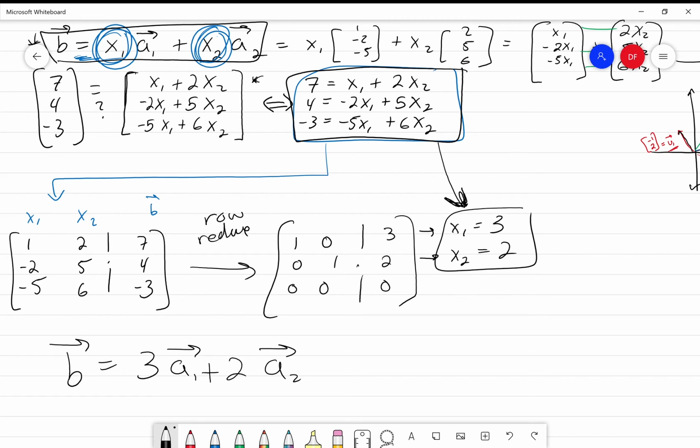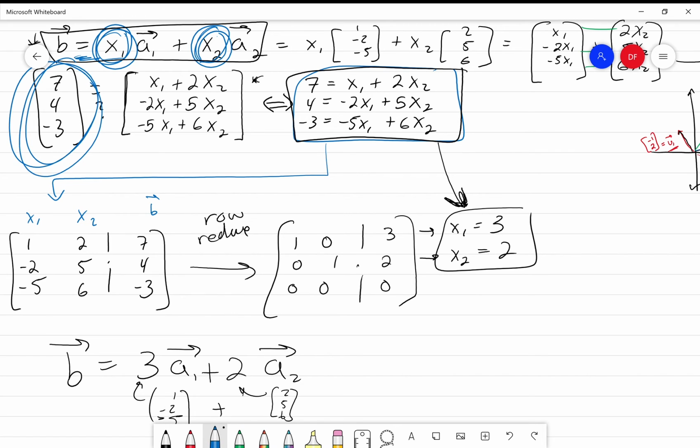And you can check this if you'd like by plugging in a1 equals 1, negative 2, negative 5, and a2 equals 2, 5, 6, and multiply this by 3, multiply this by 2. Add them, and you should get the vector for b, which is this right here. Okay?